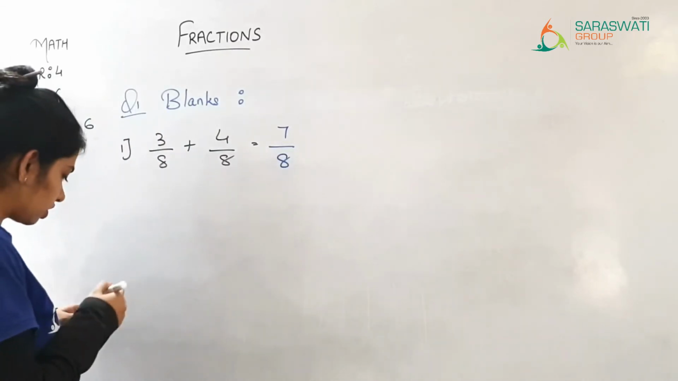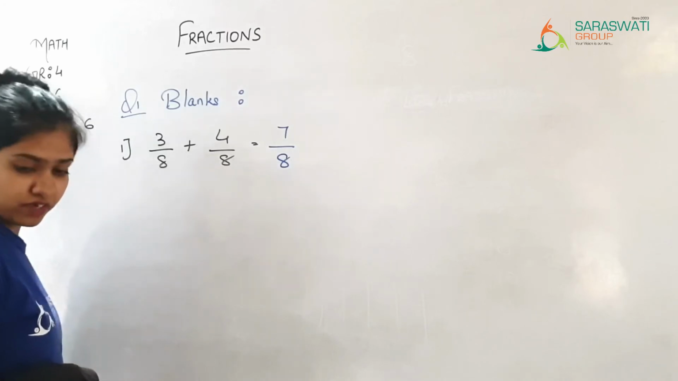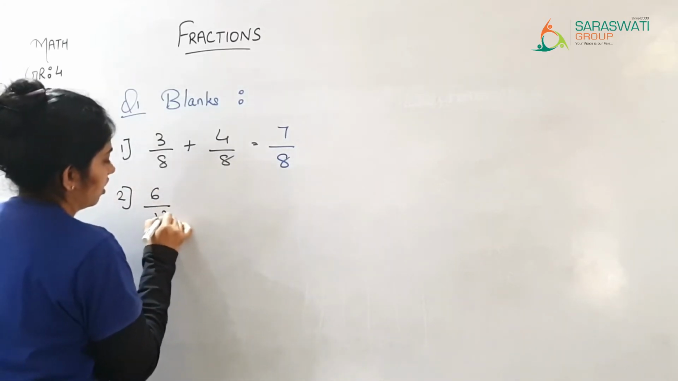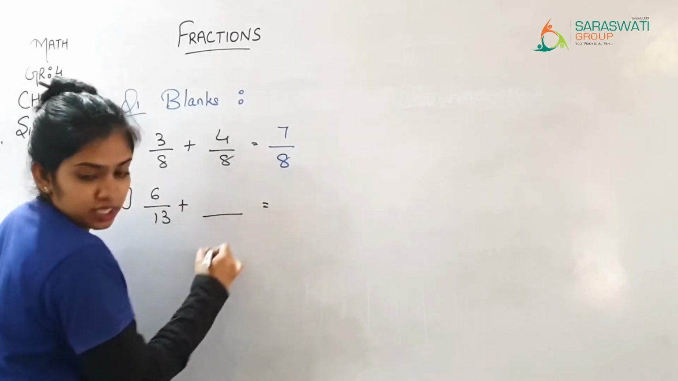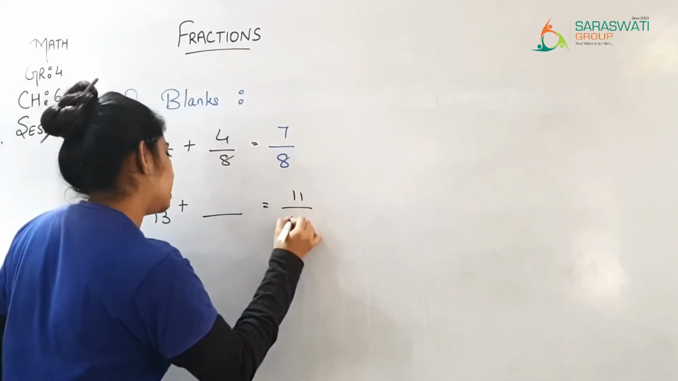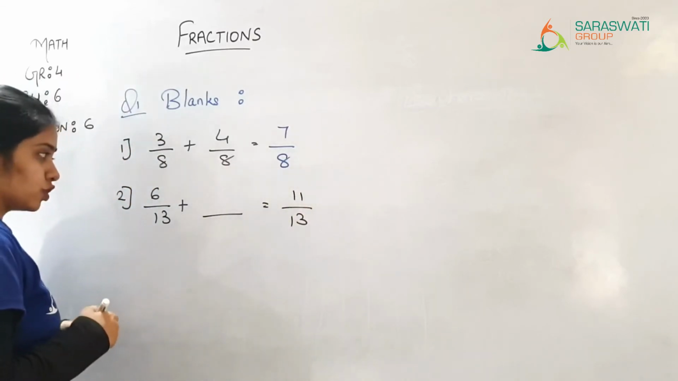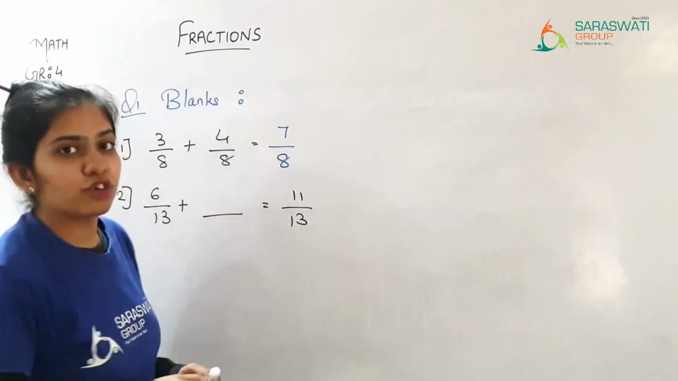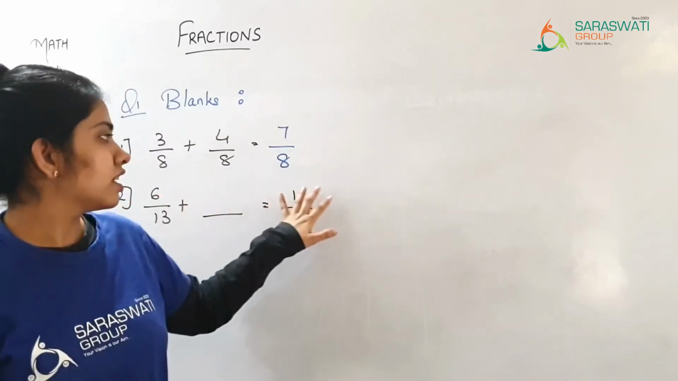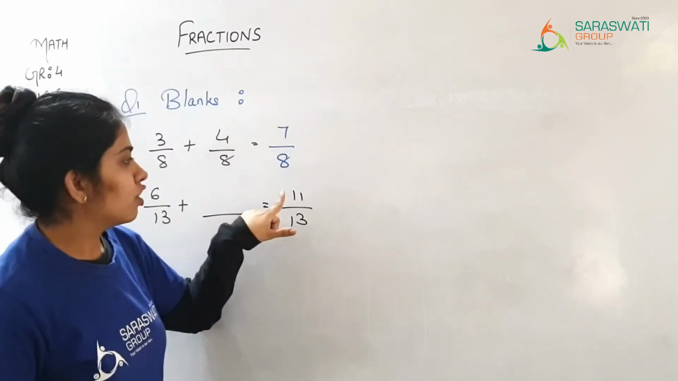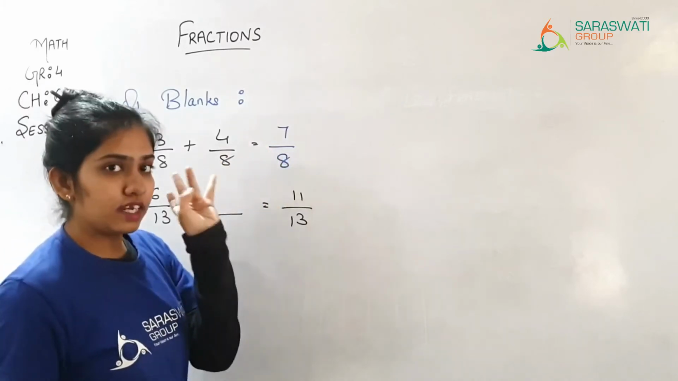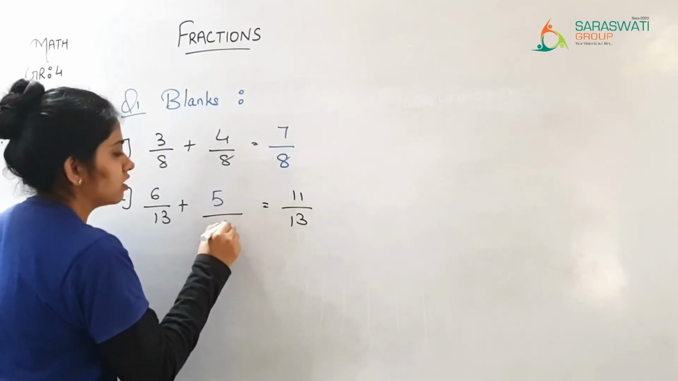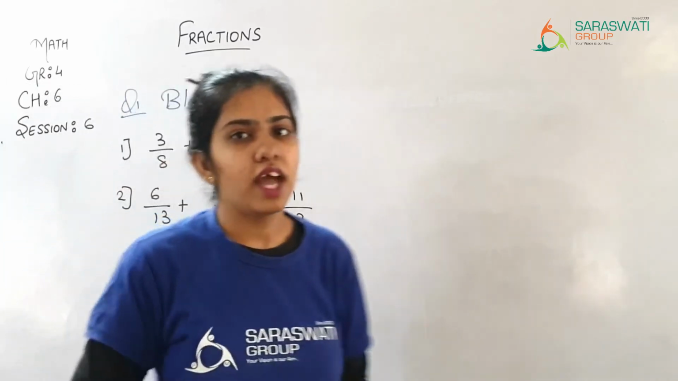Now, if in the blanks it is given this way, 6 by 13 plus blank equals 11 by 13. So what will you do? You have to subtract 6 from 11. आपको 6 minus करना है 11 में से. So 7, 8, 9, 10 and 11. So we got the answer 5. So 5 by 13 is our answer.